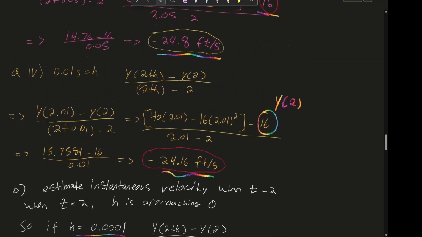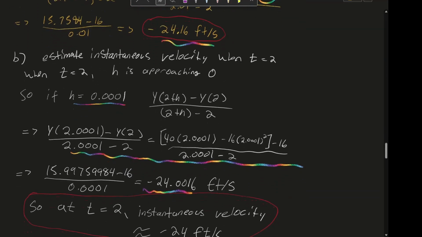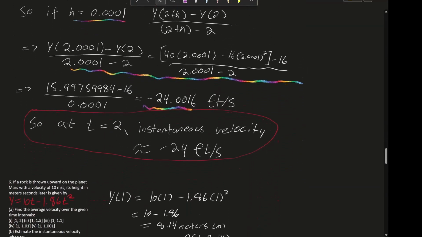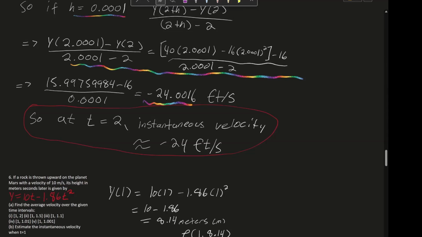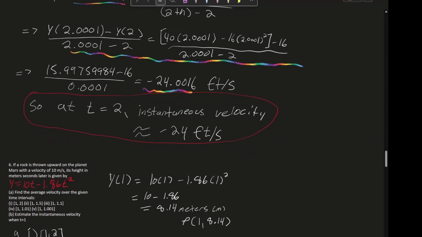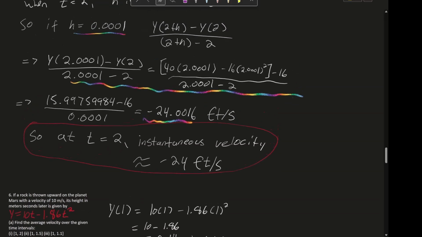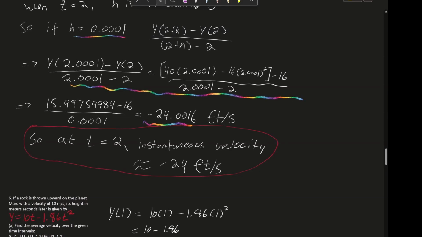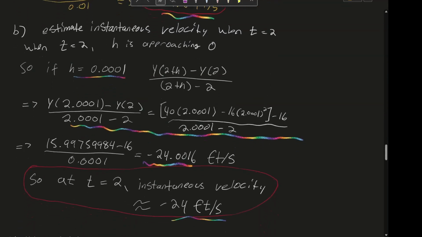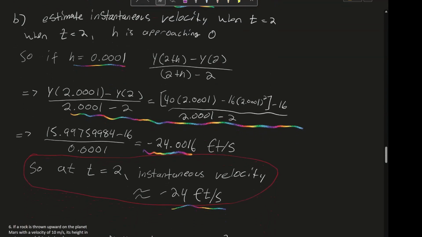And those gave you negative 24.8, negative 24.16. So plugging in an even smaller h value is even more accurate, which gives you negative 24.0016 feet per second. So at t equals 2, we can say the instantaneous velocity is about negative 24 feet per second, since you can see that the slope of the tangent line is approaching negative 24 feet per second.